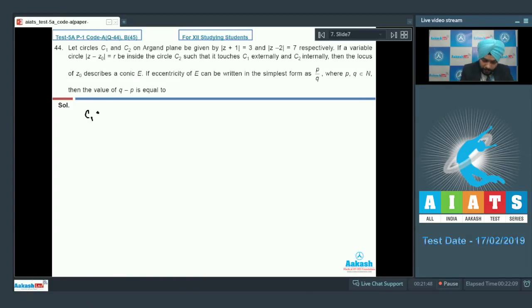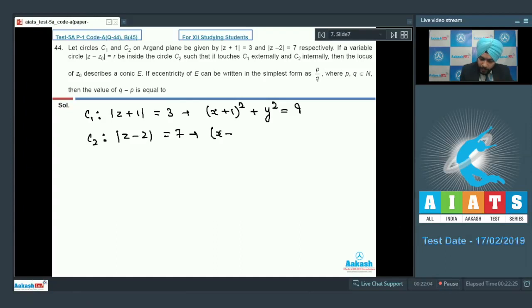Students, so C1 is modulus of z plus 1 equals 3, which gives you x plus 1 whole square plus y square equals 9. C2, modulus of z minus 2 equals 7, which gives you x minus 2 whole square plus y square equals 49. The center of the first circle C1 is minus 1, 0, R1 is equal to 3, C2 is 2, 0, and R2 is 7.